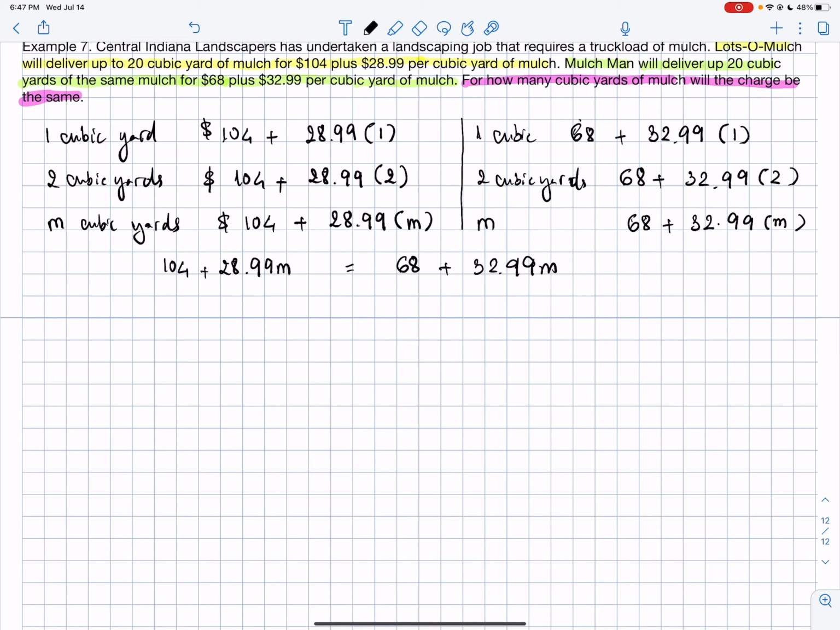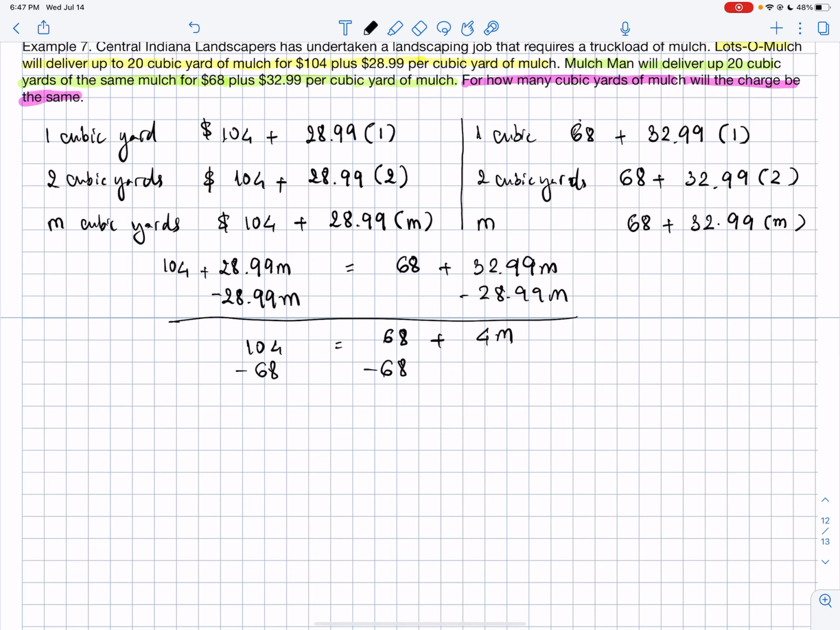Then we will solve this equation. We will subtract 28.99m from both sides. We will get 104 equals 68 plus 4m. Then minus 68, so we will get 36 equals 4m, and divide both sides by 4, then m equals 9.